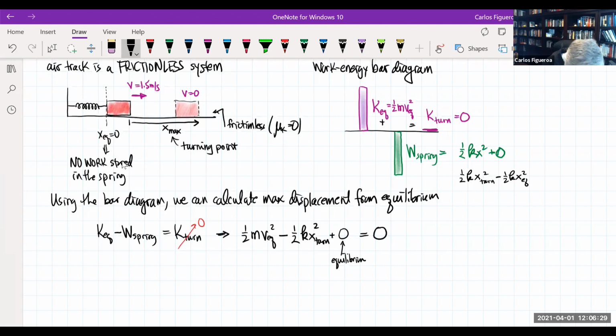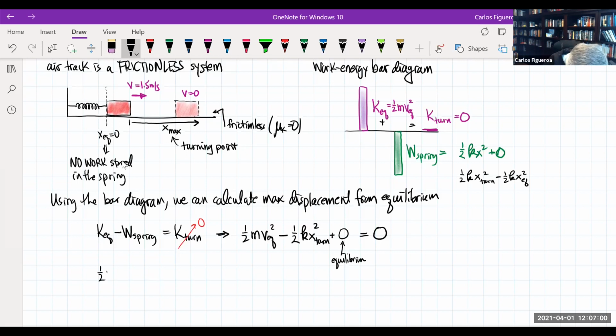So x max is equal to x turn. If I take the spring term off to the right, the 2 halves cancel out. Maybe I should just write the equation, but my experience is that it's better to do the algebra, so I'm going to do the algebra. Sorry about that, but I'd rather you follow me.